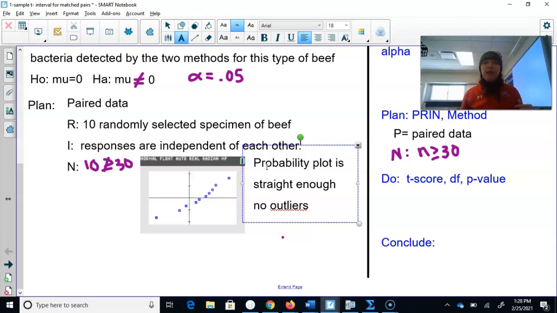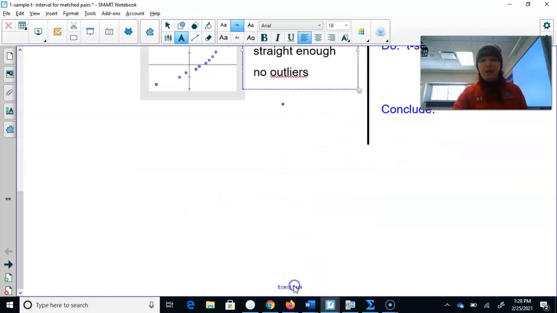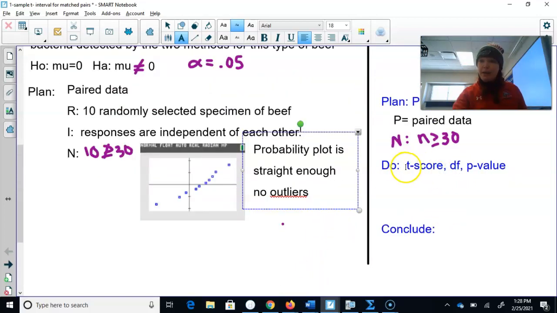What was the new learning in this plan step? The new learning was the paired data piece, the independent piece, and then learning about that probability plot, that the data, as long as it's straight enough, we're okay to proceed. Let's go ahead and go to the do part. Ultimately, what I'm going to be grading on the do part is the t-score, the degrees of freedom, and the p-value.